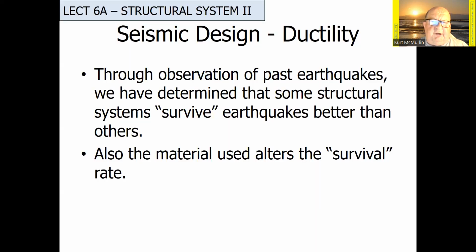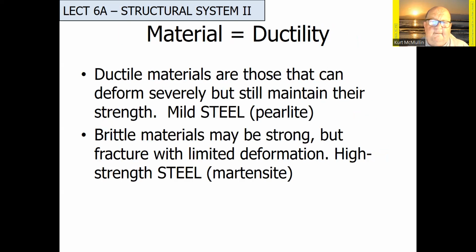So one of the things we're interested in when we do seismic resistant design is the ductility of the system we're using. Through observation of past earthquakes, engineers begin to see what types of things typically survive earthquakes better than others, and what the common features of those structures are. The material used and how we use it really affects the survival rate of a given building or bridge. And on a material level, it's really the ductility of the material that seems to improve survivability.